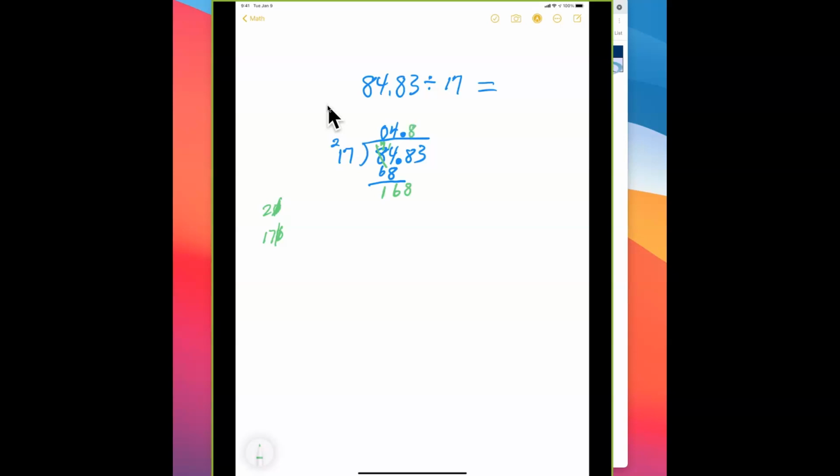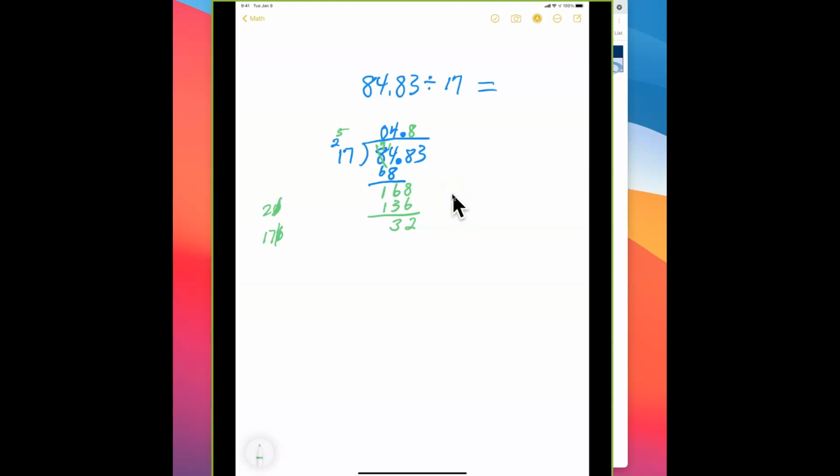So 8 times 7 is 56, carry the 5. 8 times 1 is 8, plus 5 is 13. So now the difference here has to be less than 17, or we'll have to go back and do it again. So 8 minus 6 gives us 2. 6 minus 3 gives us 3, 32. Wow. So that estimation method wasn't very good, was it?